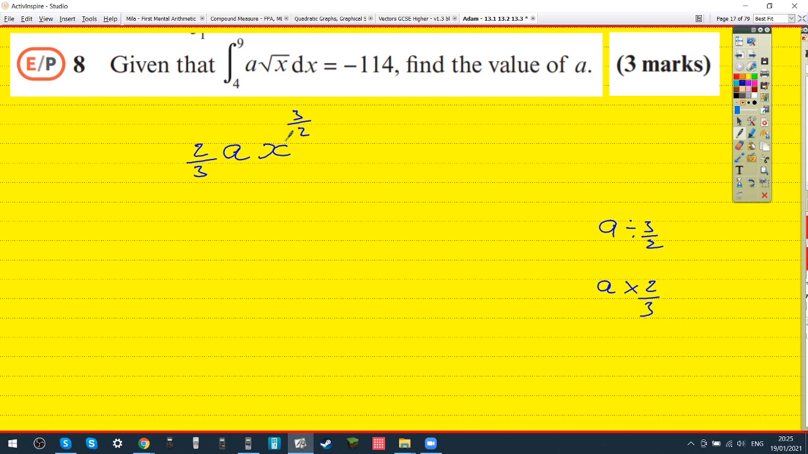And it's quite common when you're integrating that the fraction flips like that. So that was a half, 3 over 2. Okay. What is next? Yeah, this will work out. And then you substitute 9 in for x. Yep.